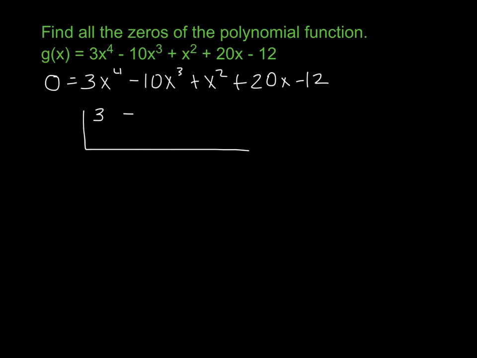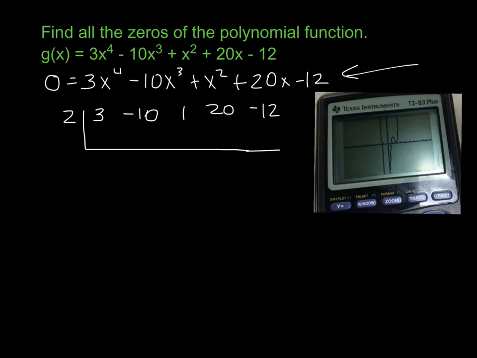So 3, negative 10, 1, 20, and negative 12. In order to use synthetic division, we need to go to our graphing calculator. When you go to your graphing calculator, you are going to find a graph that intersects. Now make sure you're putting the equation right here in there. We are going to find an x-intercept at 2. So we're going to go ahead and put 2 out here.